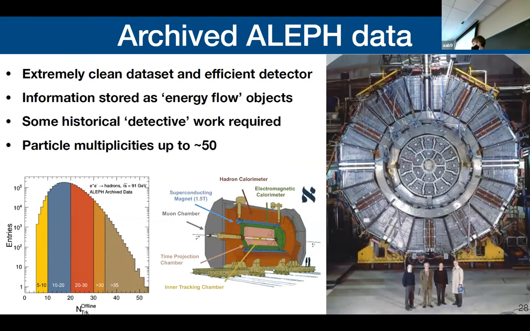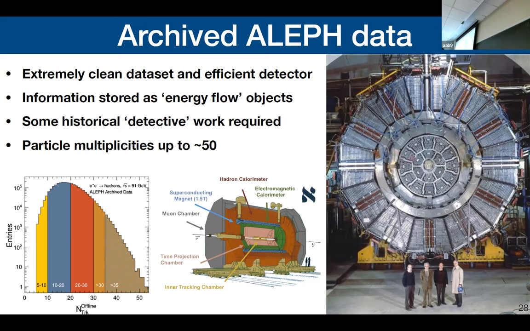So for the detector, we're actually using the ALEPH detector shown on this plot here. And the detector is actually an extremely clean data set and very efficient detector, right? So we have access to these data. They're stored as so-called energy flow objects, which are very similar to what CMS uses these days, actually. But still, there was kind of detective work involved because this was taken 30 years ago. Most of the people that worked on this experiment have retired. So you have to look up, for example, what nomenclature they used in their Monte Carlo, things like that, which are all standardized today. But it wasn't 30 years ago.